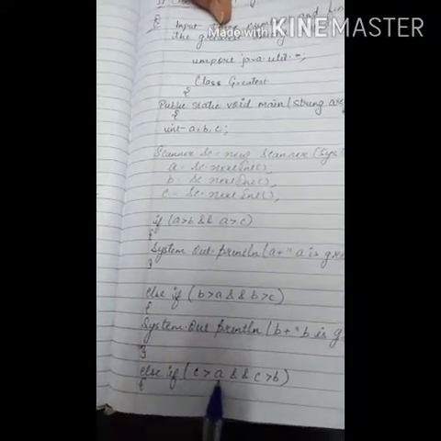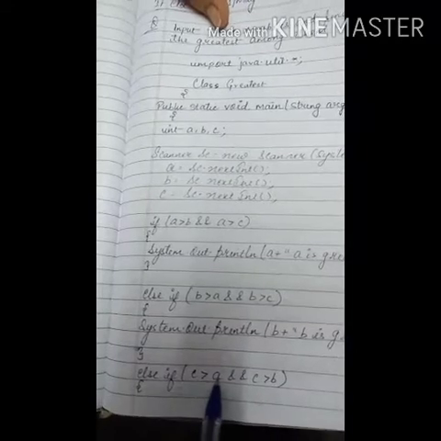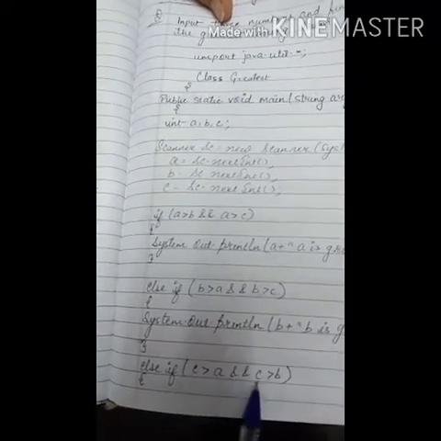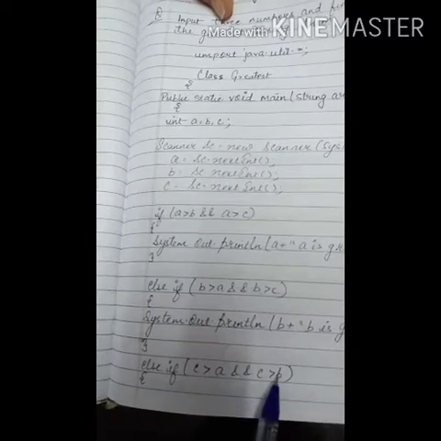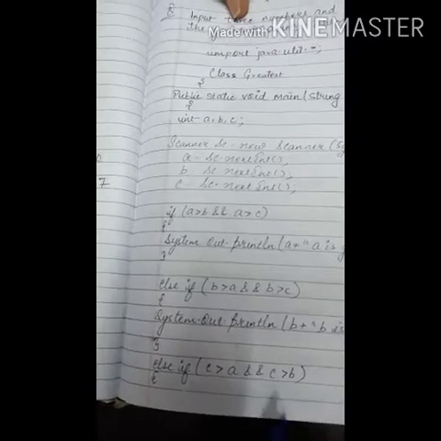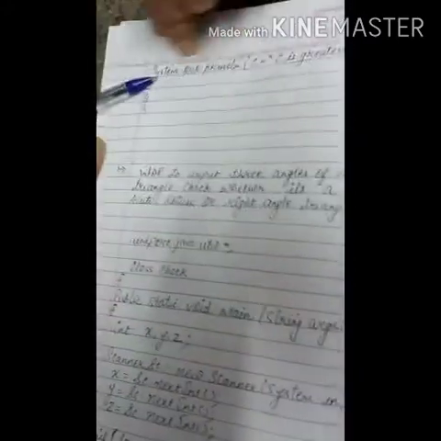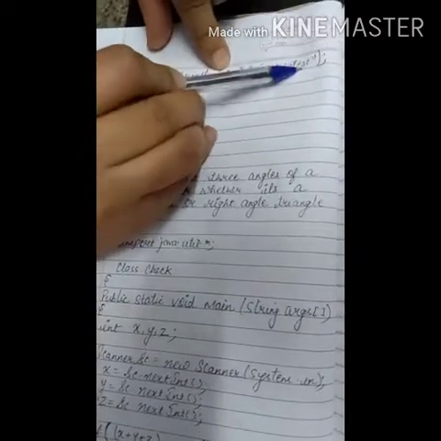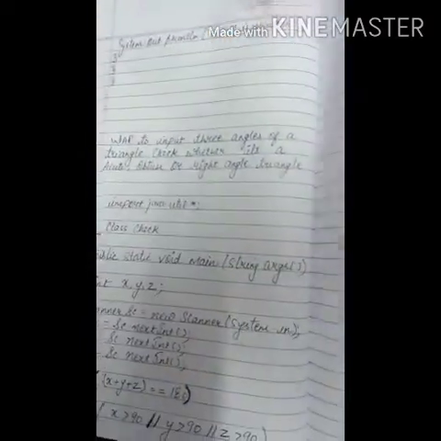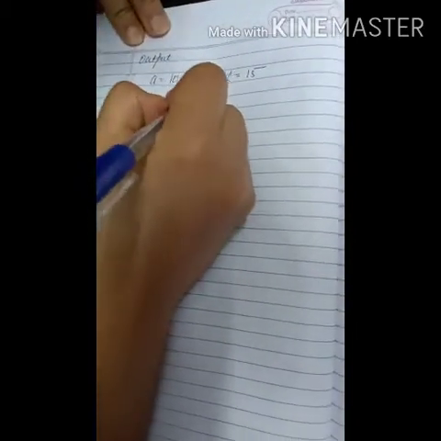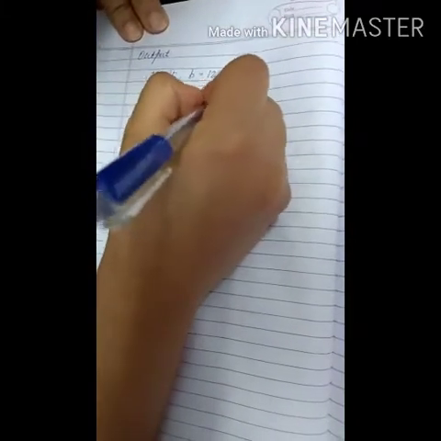C is greater than a. C is 15, a is 10, so the condition is true. Now c is 15 and b is 12, so this condition is also true. That means it will print this statement. It will be written like this: 15, c is greatest.